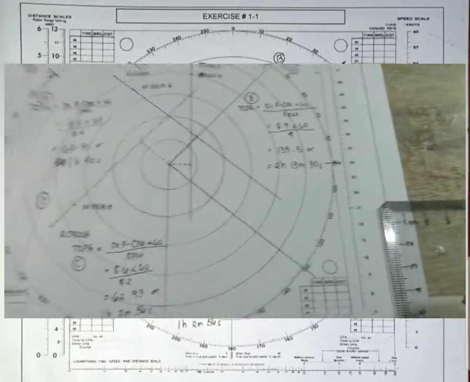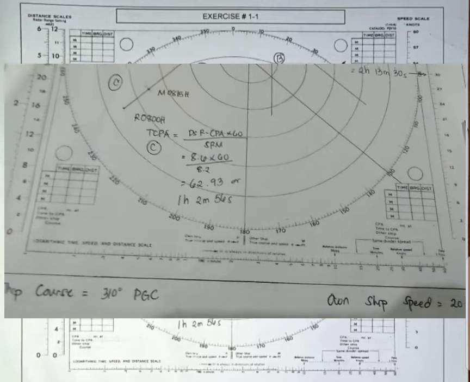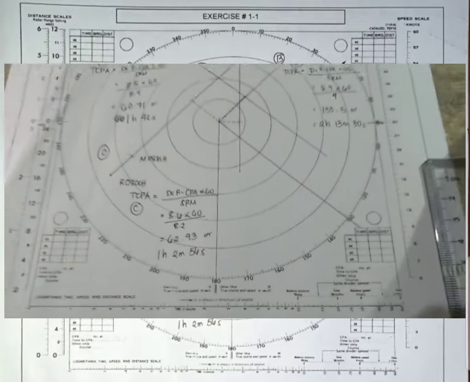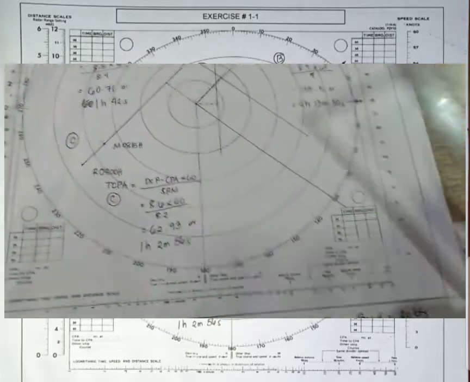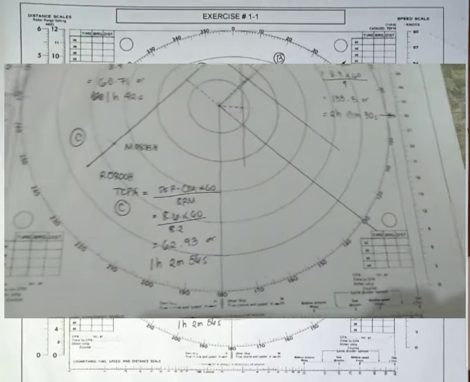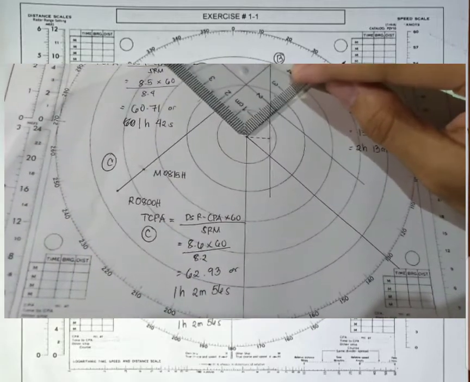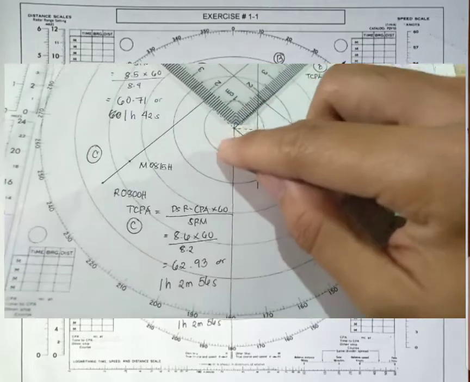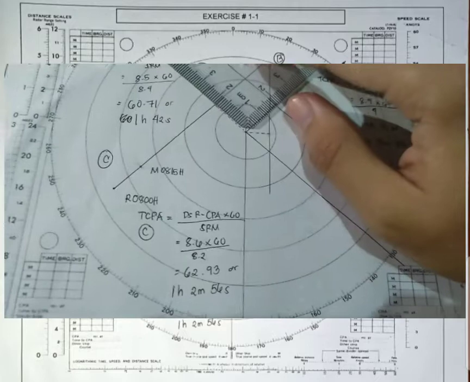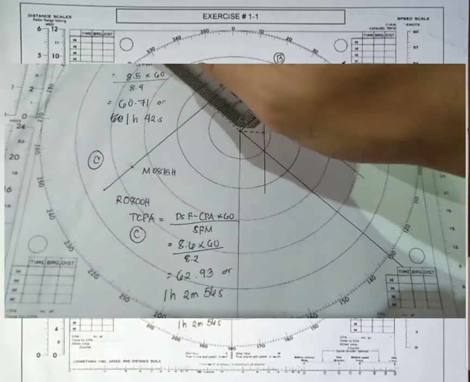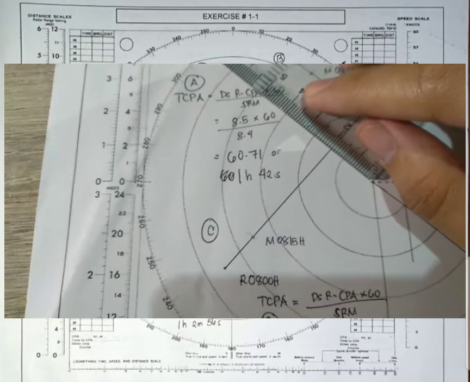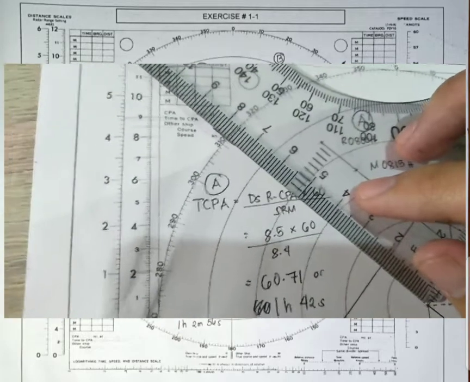Okay, for the third target, or the third contact, contact C, for the bearing CPA, we made a right angle here, and we have drawn a broken line and then measured that bearing, that is 311.5 degrees.